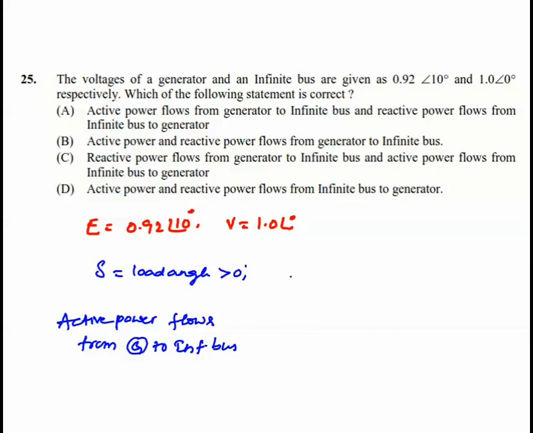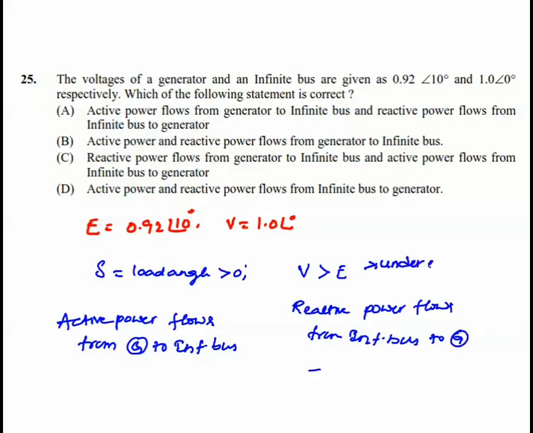The second observation is that V is greater than E, which indicates that reactive power flows from the infinite bus to the generator, because it is an under excited machine. So the suitable option is that active power flows from the generator to the infinite bus, and the reactive power flows from the infinite bus to the generator.